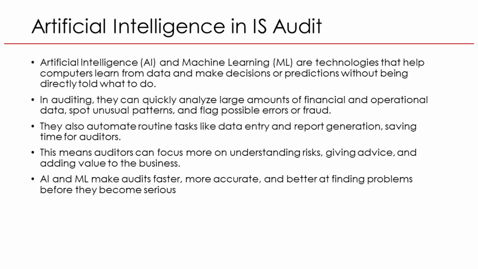Machine learning improves over time. It learns from past audit results and gets better at predicting risks or spotting control weaknesses. Example: in a bank, ML can analyze past fraud cases and continuously refine its ability to detect similar suspicious transactions in the future. In summary, AI and ML make audits faster, smarter, and more accurate, helping auditors detect issues early and provide more value to management.